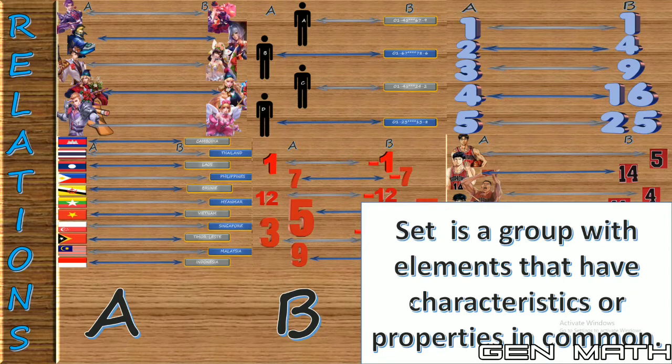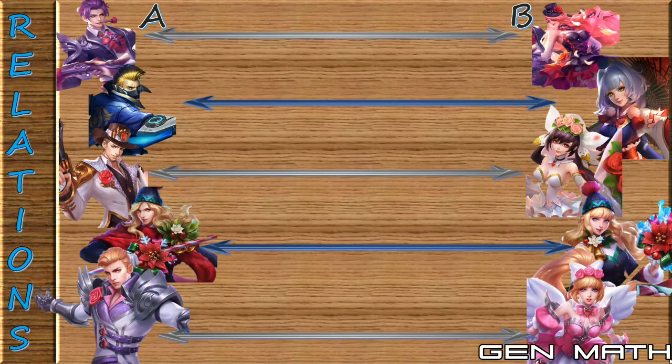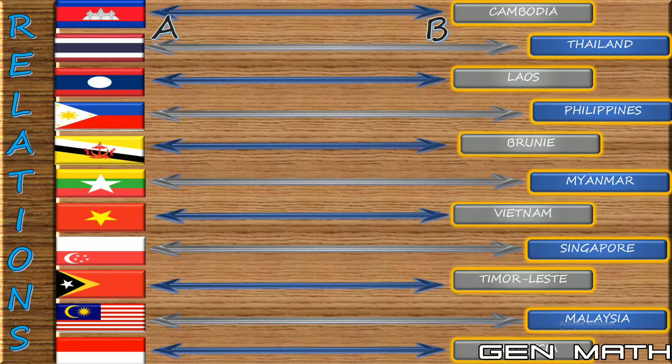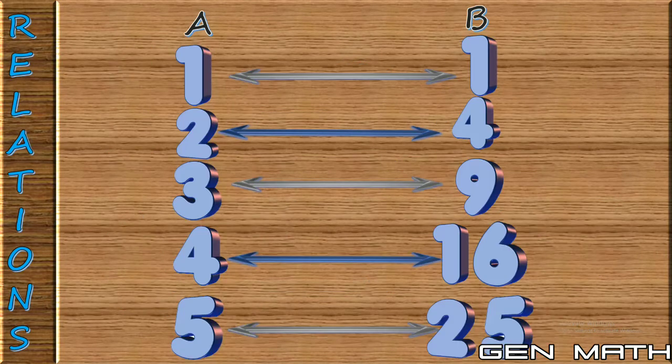Now let us define a relation. A relation is a rule that relates values from a set to a second set of values. In this example, what makes this a relation is they are love couples. Here, what makes this a relation is these flags represent these countries. And here, the negative numbers of these are these numbers. In this example, the rule is if you're going to square this number, the result is 1. So the rule here is these numbers are the squares of these numbers.